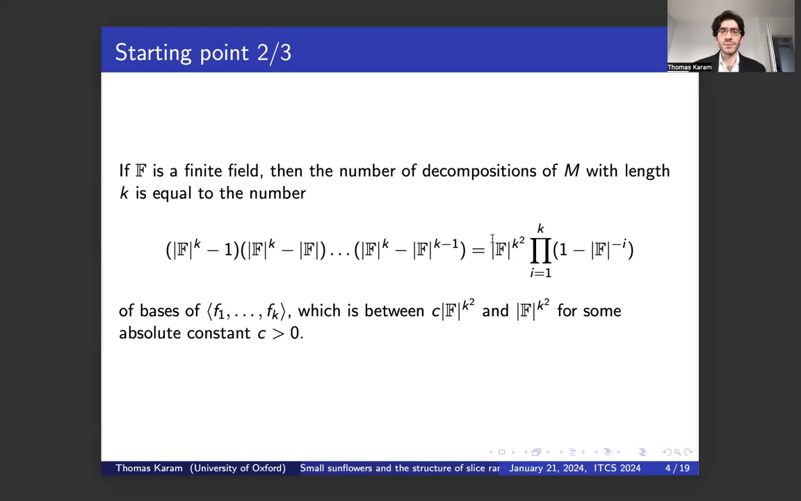And this product is exactly |F| to the power K squared times some product, but that product is always between 1, obviously, that's the upper bound, and the lower bound is a positive constant that's independent both of F and of K. So the number of decompositions is comparable to the size of F to the power K squared.